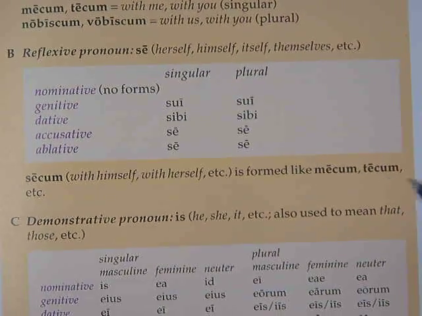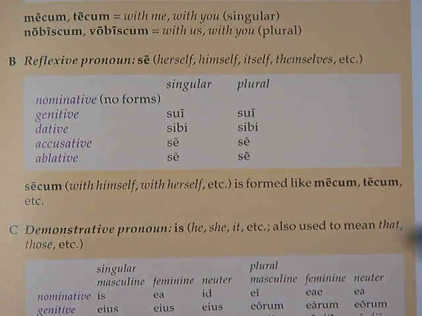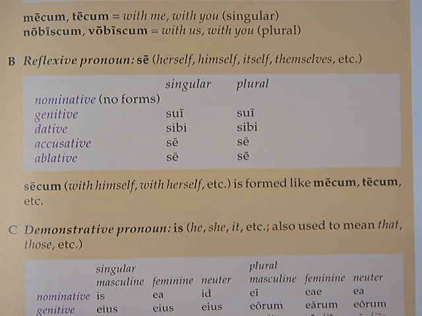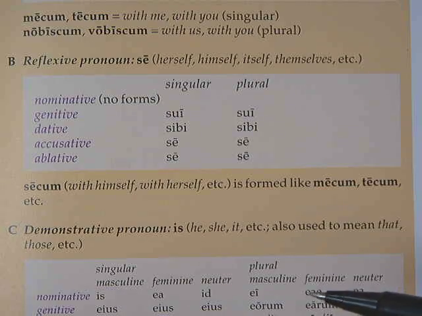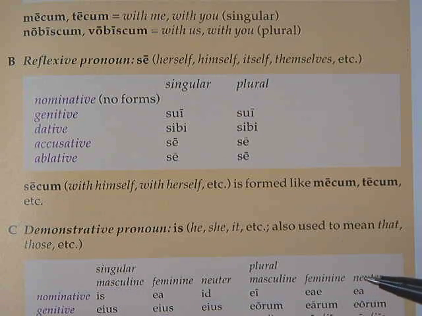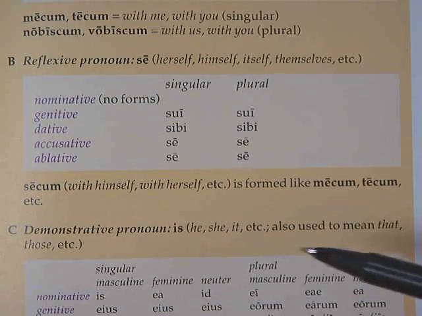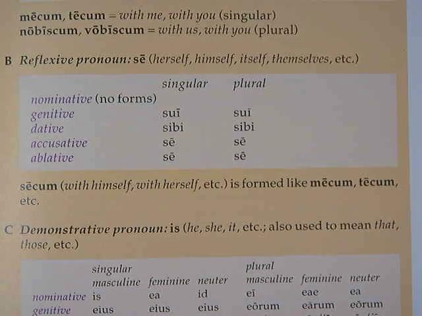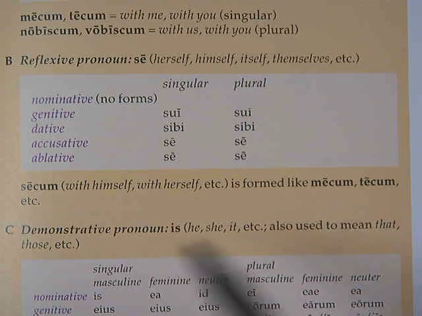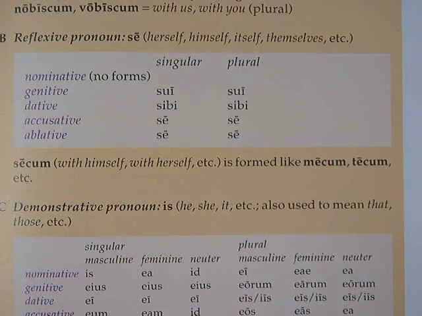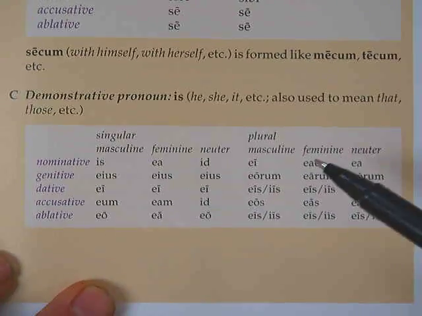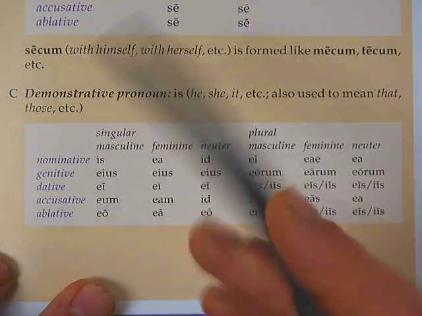And then secum, you might remember when we've had that structure, if you say dixit secum, he was saying to himself. You could say dixit sibi also. Or putat secum, he is thinking to himself. You could say cogitat secum, thinking to himself. And then those are like mecum and tecum. Those are reflexives. They reflect back to the subject.